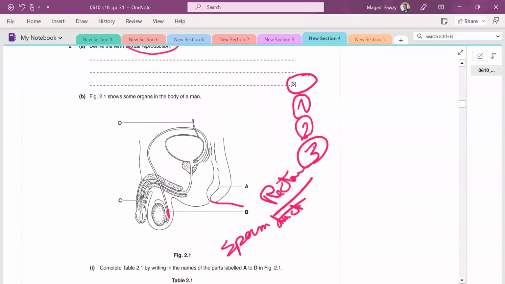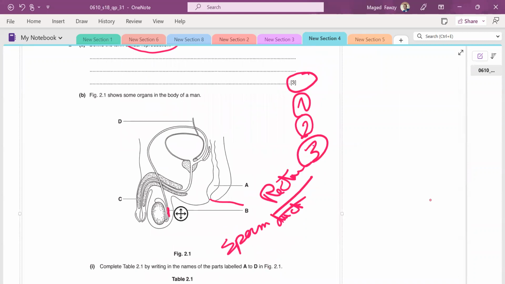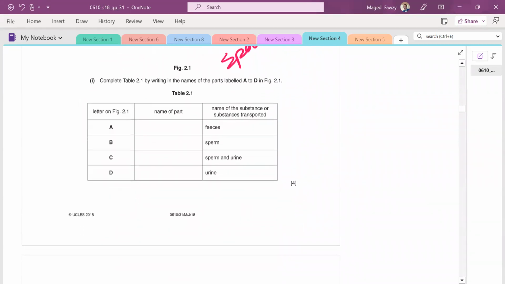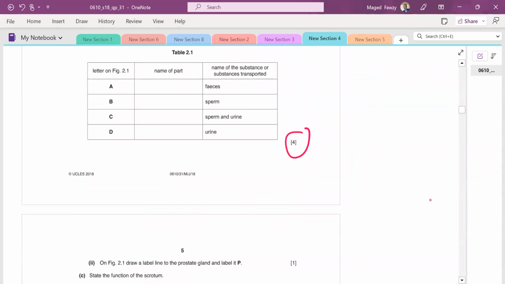Okay. And what's D? Ureter. Exactly. D is the ureter because it's connected to the urinary bladder. Perfect. This table was out of 4 marks, so since we answered it, we also gained 4 marks.